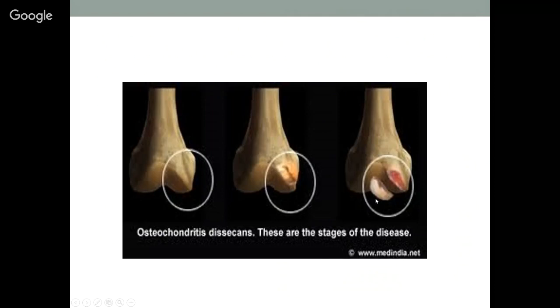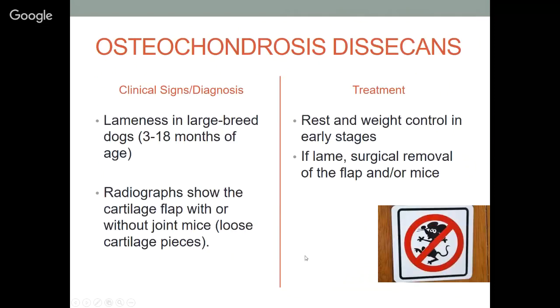Now, when it becomes a flap within the joint, it may reossify, and if it reossifies, it definitely feels like there is a stone in your shoe, and we call those mice. So lameness is seen in large breed dogs, and it's typically breed related. We see it a lot in Rottweilers. They'll be between 3 and 18 months of age. So they're young dogs.